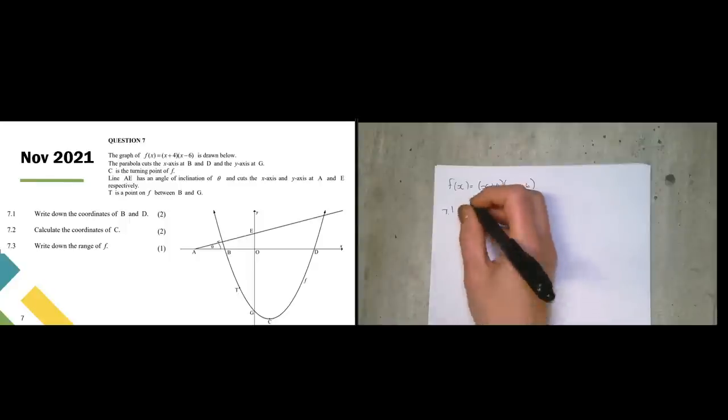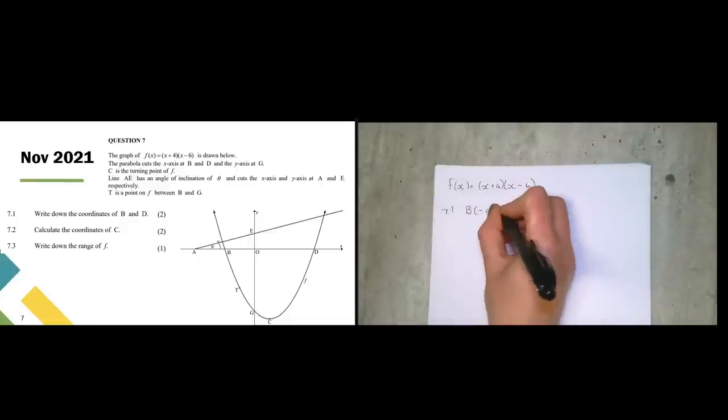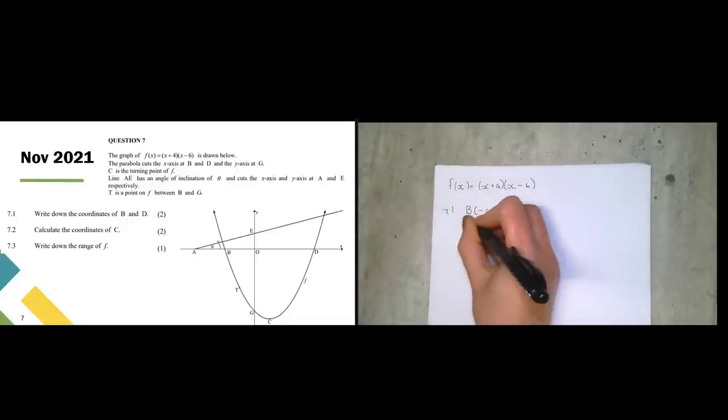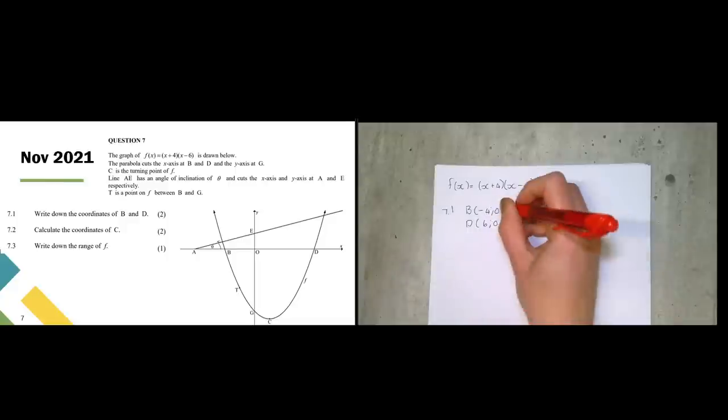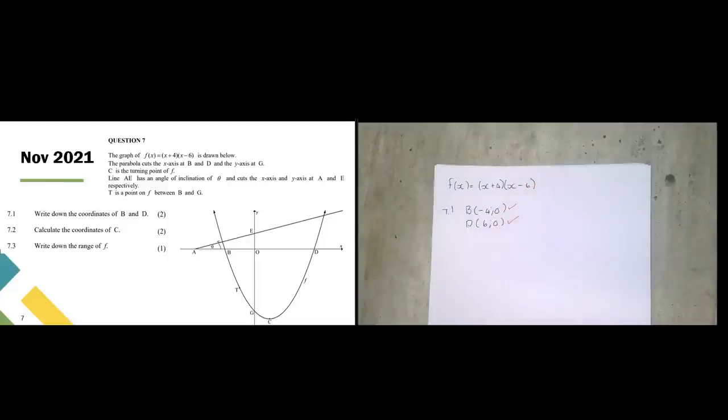B is on the negative side. So B will be (negative 4, 0). And D is the one on the positive side, so that will be (6, 0). 2 marks, an easy 2 marks.